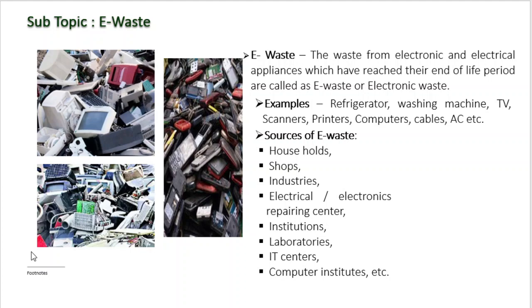In electrical and electronics repairing centers, we can see mobile phones and televisions. Those are the source of electrical and electronics e-waste. Next one, the institutions. In institutes, different types of computers are used, and there is a requirement for printers and Xerox machines. After the end of their life, they are referred to as e-waste from institutes. In laboratories, similarly, computers, printers, and different types of testing machines are used. After the end of their life, they are referred to as e-waste from laboratories.